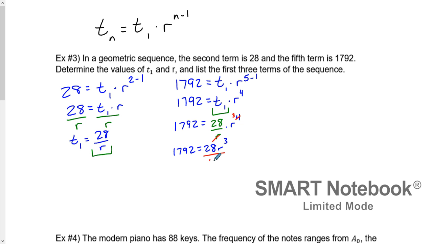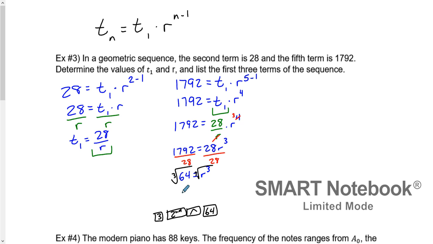To get the R by itself, we divide by 28. So 1792 divided by 28 is 64. And then we have to find the cube root of this in order to get rid of that cubed. So finding the cube root of 64. In order to access that, we'd have to press 3, press second, then use our power button. Again, this is using the TI-30X2S, and then we just have to type in the 64.